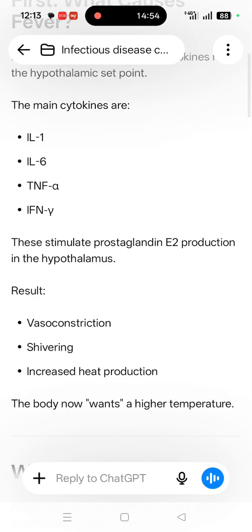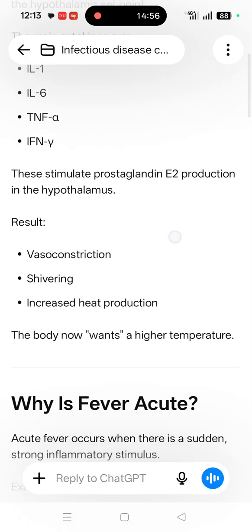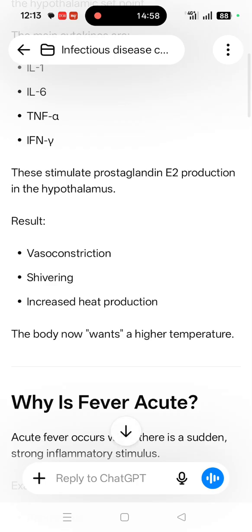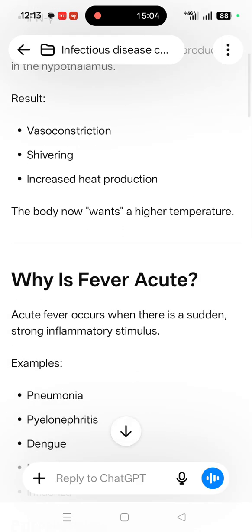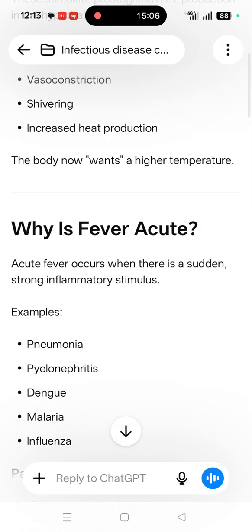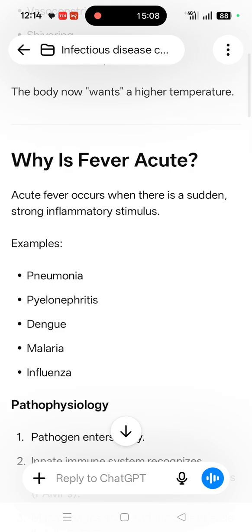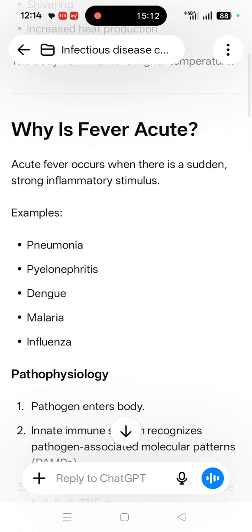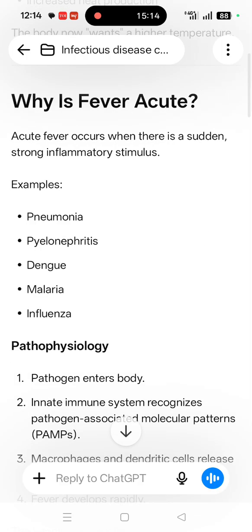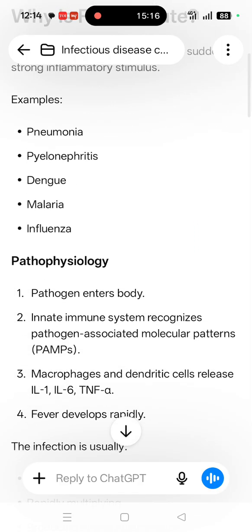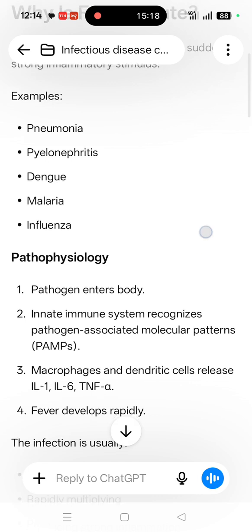And to reach that temperature, the body will try, and you will see vasoconstriction, shivering, and increased heat production. So now the body wants a higher temperature. So why is fever acute? Acute fever occurs when there is a sudden strong inflammatory response, that is pneumonia, pyelonephritis, dengue, malaria, influenza.